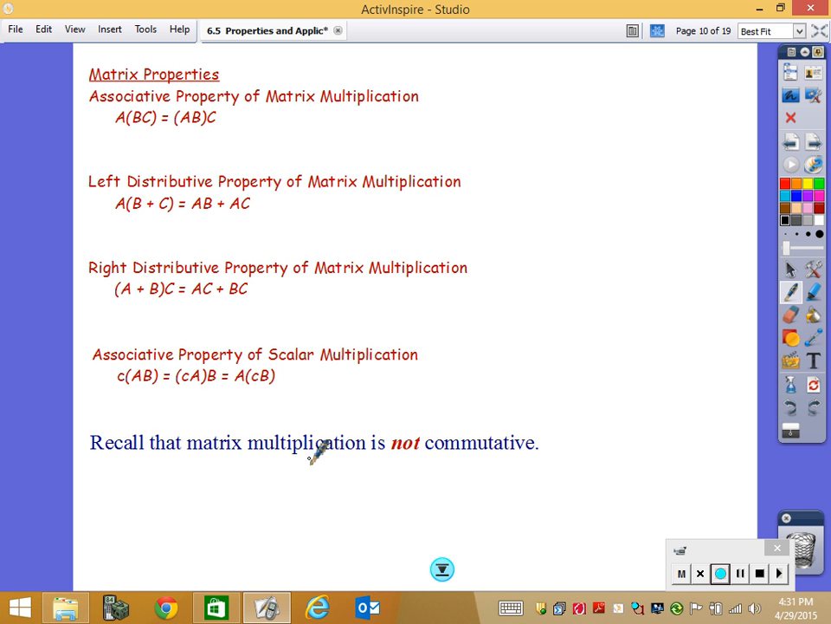Recall that we said matrix multiplication is not commutative, but it is associative and distributive and associative with a scalar. The only property that does not work in multiplication is commutative property.